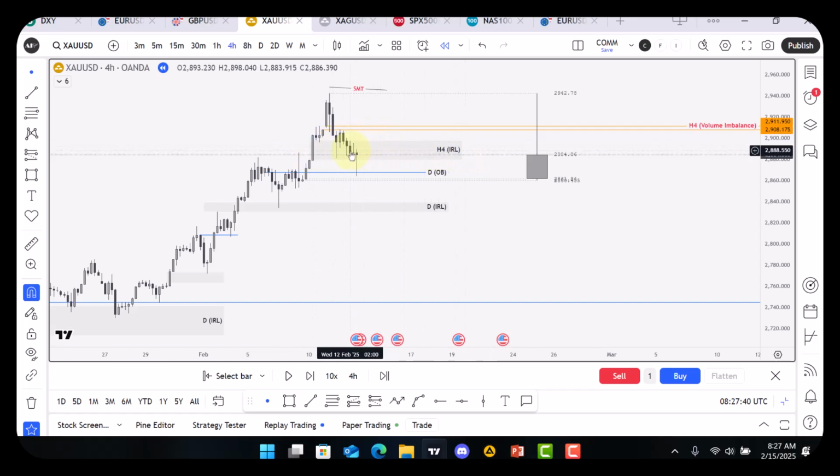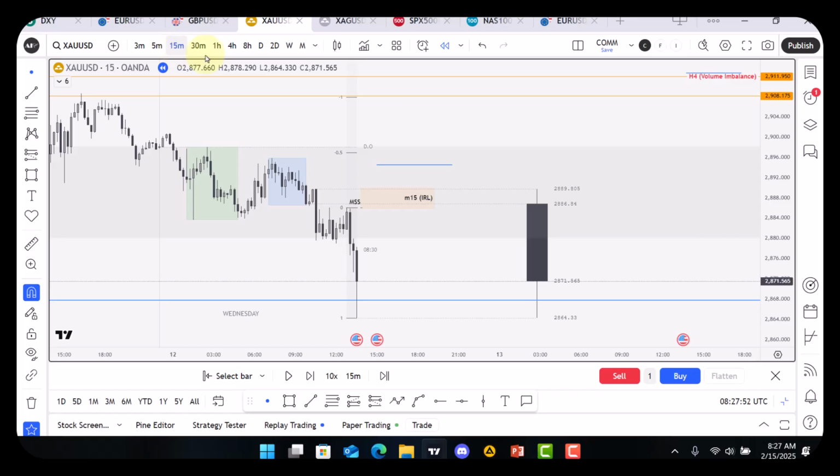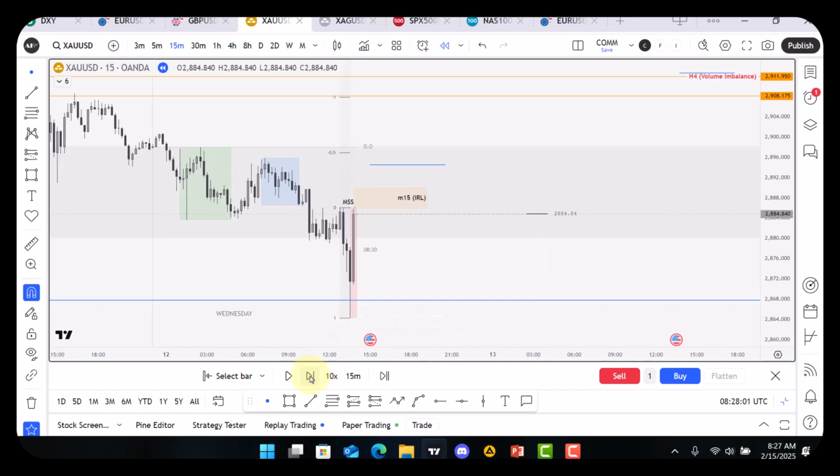Now, at this point, this occurred during the New York 8:30 opening price. So I dropped down to my 15-minute chart to look for my entry. And as discussed, this is the New York 8:30 opening price. It raided liquidity to the downside. So on the 15-minute chart, what I was expecting was a market structure shift, which I had at this point. And then this market structure shift also came with a displacement or fair value gap.